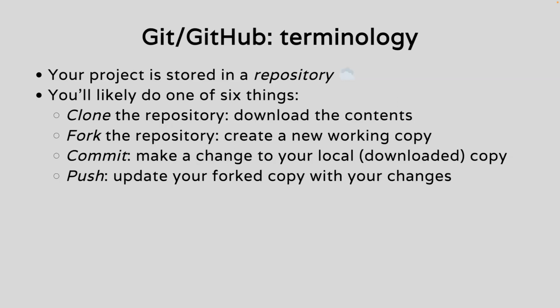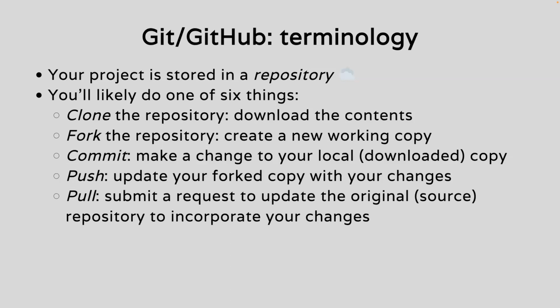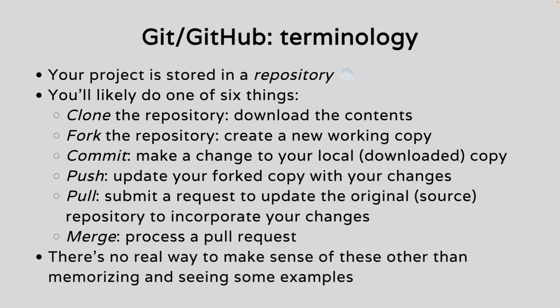You could push your changes back to the cloud, which means you take your local copy and you sync it up with the copy that's on the cloud. You could pull, which means you take your copy on the cloud and you sync it up with another copy on the cloud. Or you could merge, which means you actually incorporate the changes. So when you make a pull request, it's a request to make changes, but merging is when the changes actually get incorporated. There's no real way to make sense of these terms other than just memorizing and seeing examples.